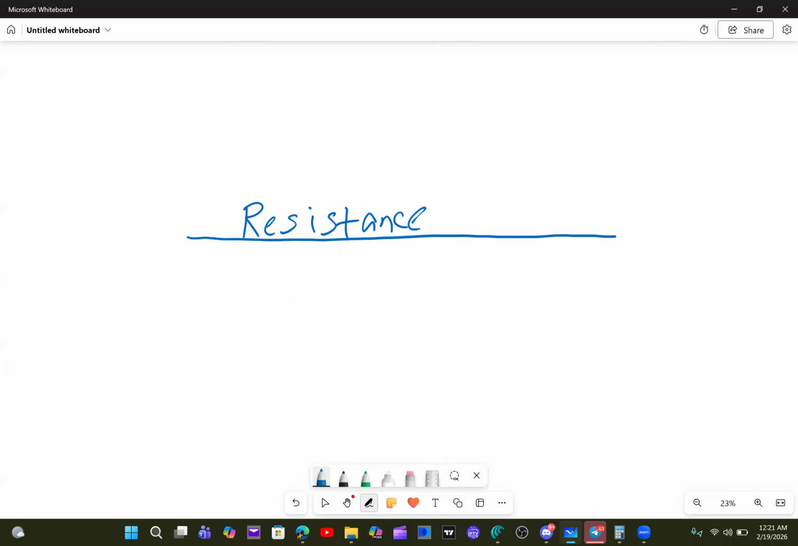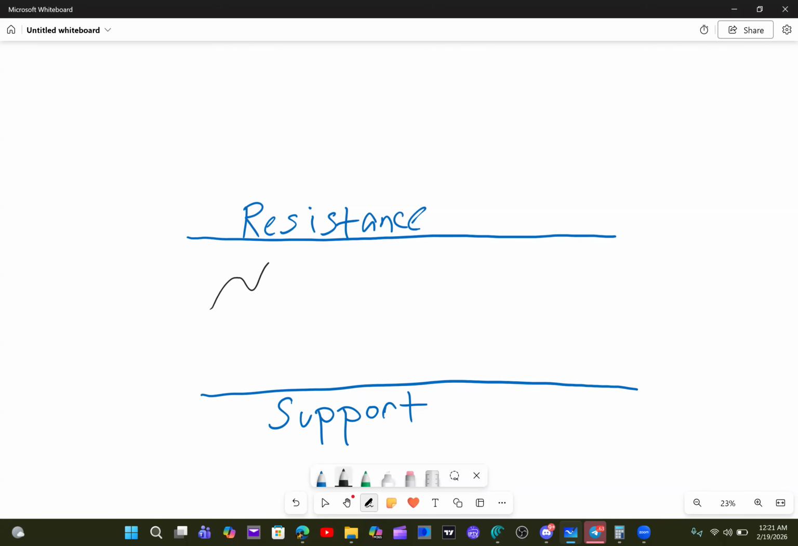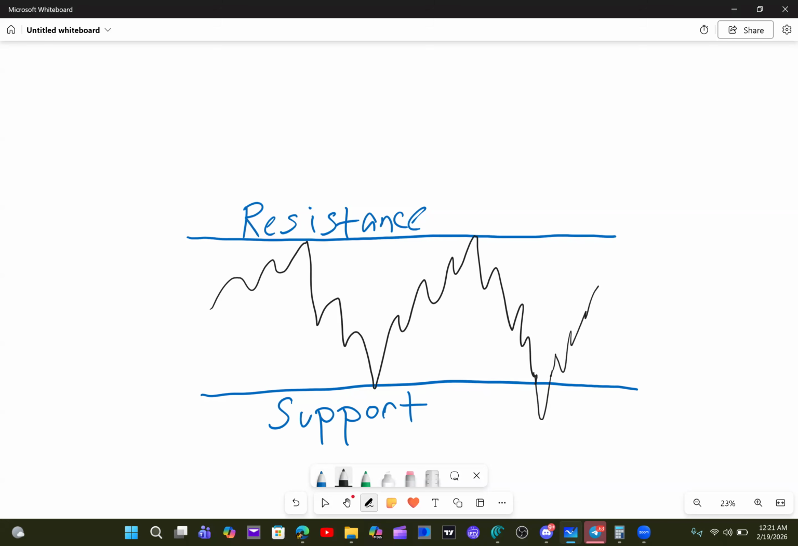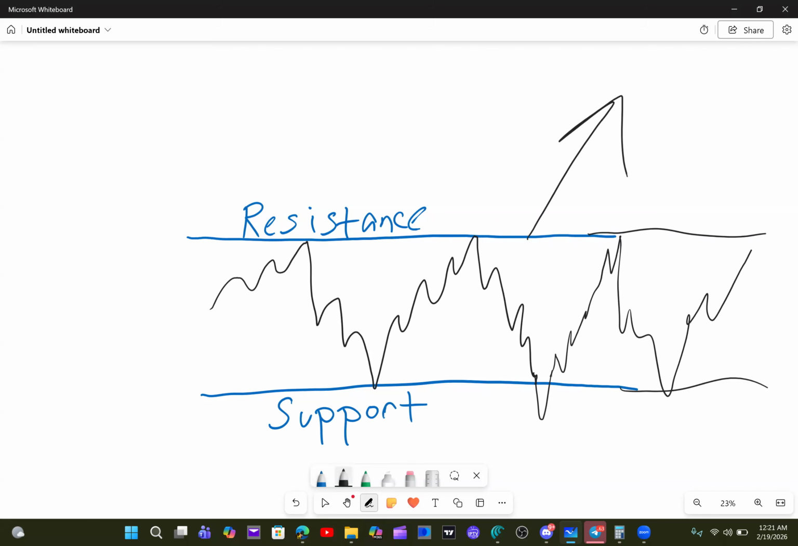You're going to have a floor or support. And you're going to see how the market is going to... You might get a little spike out, but for the most part, that's how it's going to go and continue like that until you get a real breakout in either direction.